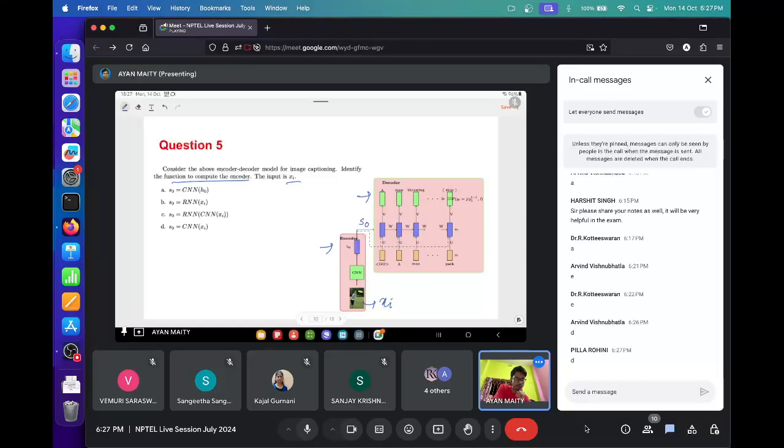Arvind Vishnu Bhatla says option D. Pilla Rohini says option D. Anyone else?